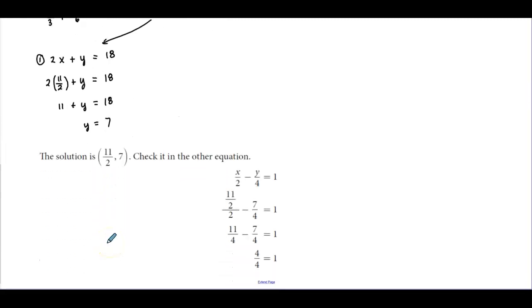And so therefore, the solution is the x coordinate, which is 11 over 2, and then the y coordinate is 7. And then we can check it in the other equation. So we can plug in 11 over 2 in the equation for x over 2 minus y over 4 equals 1. And this becomes 11 over 4 minus 7 over 4, which is equal to 1, and then 4 over 4 equals 1.